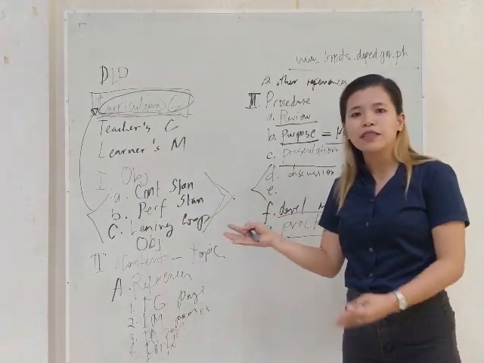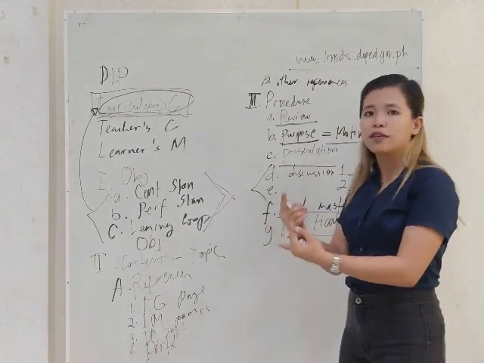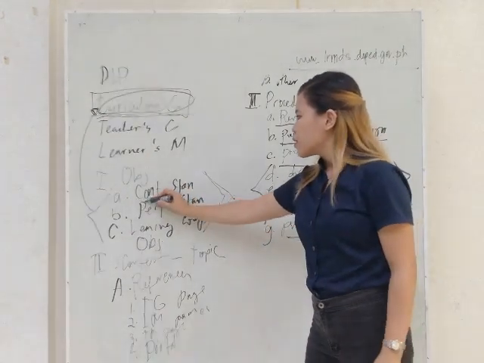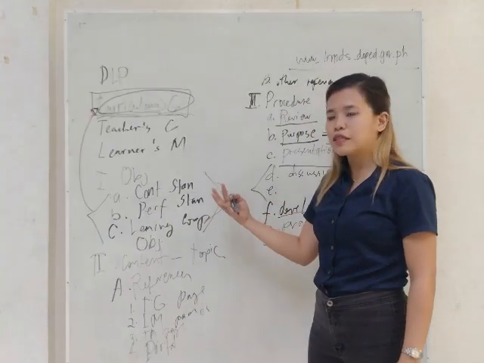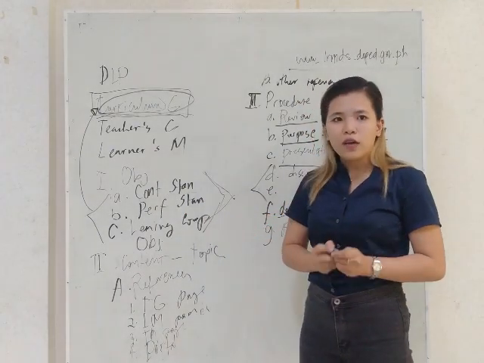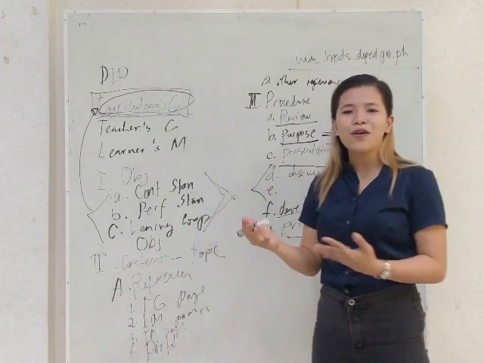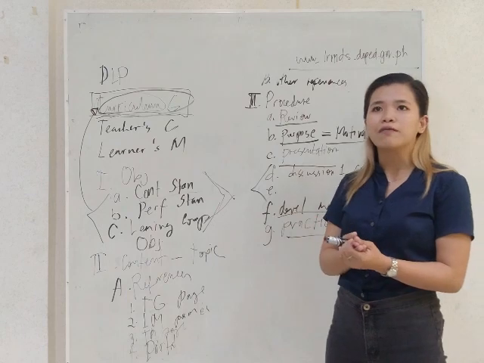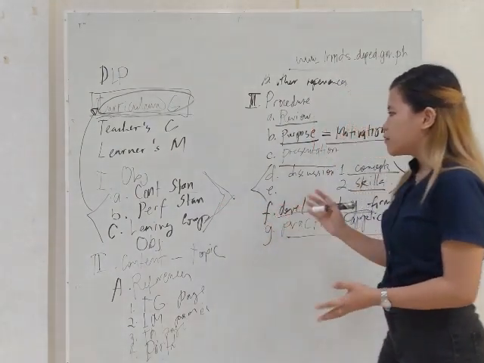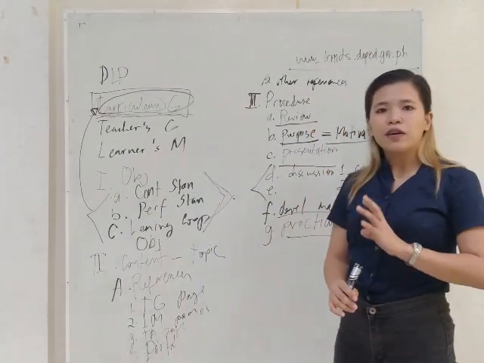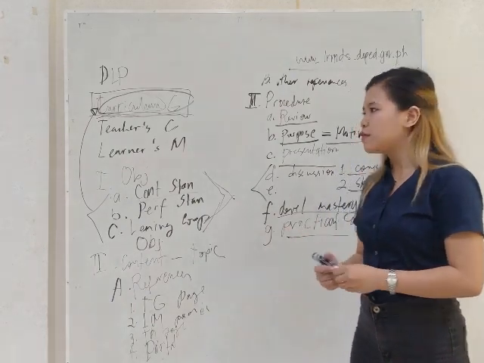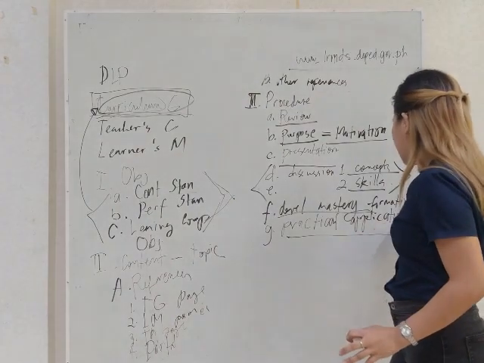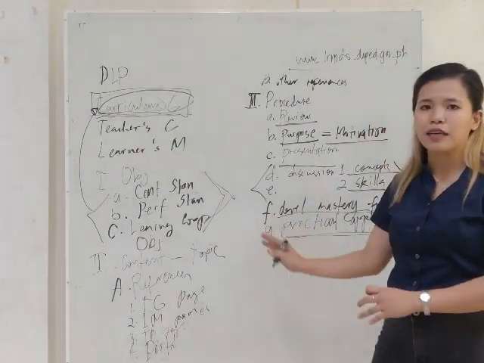Hindi siya kagaya ng nasa traditional lesson plan na meron tayong cognitive, affective, and psychomotor objectives. So as you can see, content standards, performance standards, and learning competencies. The question right here, asaan po yung affective domain? Does it mean that wala na tayong values integration in our lessons? Of course not. As teachers, we all know that we still have to develop the values of our students. And it can be inserted right here sa practical application.